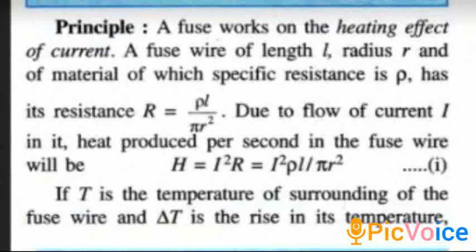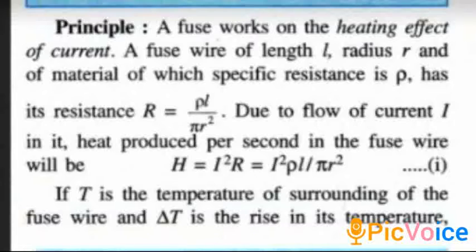So what we will do over here, instead of R, we will put rho L upon pi r square. Just a simple substitution. H is equal to I square R. This is the equation given for heat generated. You don't have the derivation of this. Instead of R, now I will write rho L upon pi r square. In the last lesson, you have studied this.